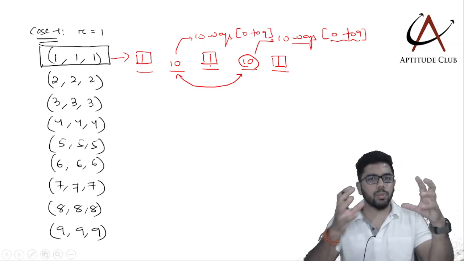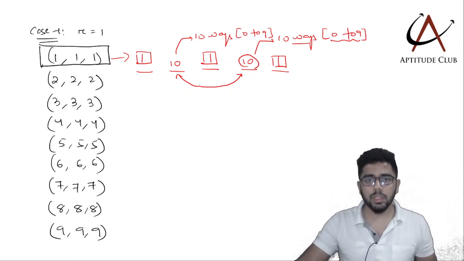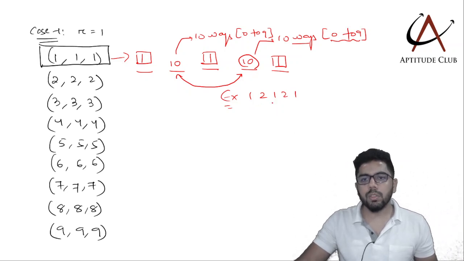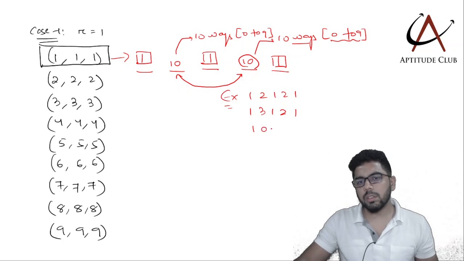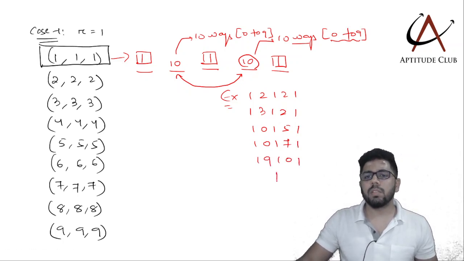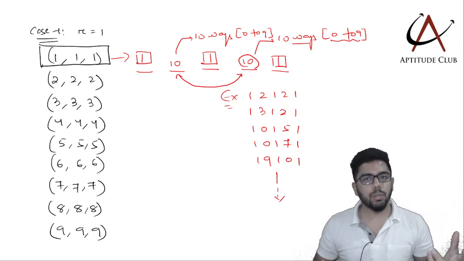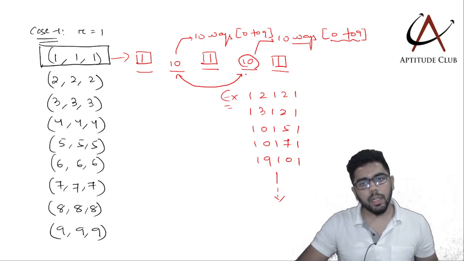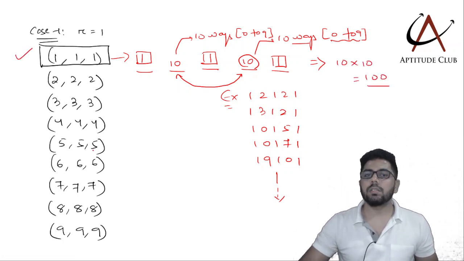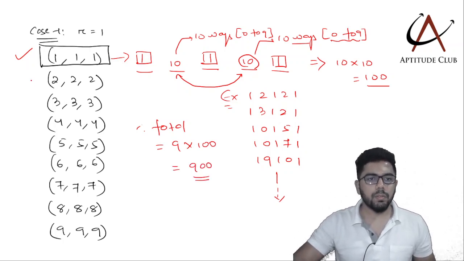That means for each case, suppose I am putting 1 in the 10,000s place, the hundreds place, and the units place, this part is fixed, but these two digits I can change to get different numbers. For example, I can have 1 2 1 2 1, or 1 3 1 2 1, or 1 0 1 5 1, 1 0 1 7 1, 1 9 1 0 1, and so on. The 1, 1 and 1 are fixed, and the other two digits you can change. So how many such numbers can be made? 10 possibilities here and 10 possibilities here, so 10 into 10, I will have 100 possible numbers for each case. Hence I have 9 cases, so 9 into 100, I can have 900 numbers here, because every case will give me 100 numbers.